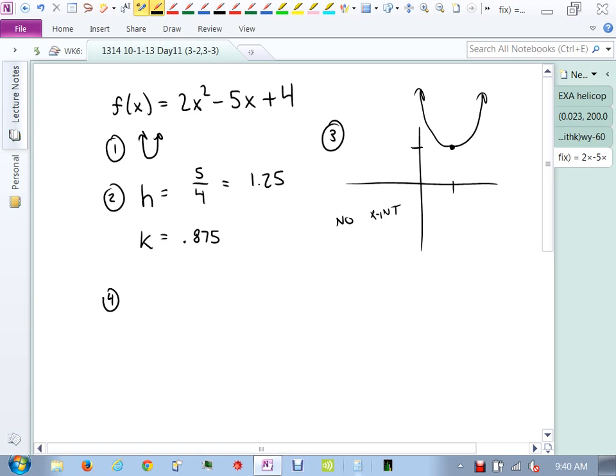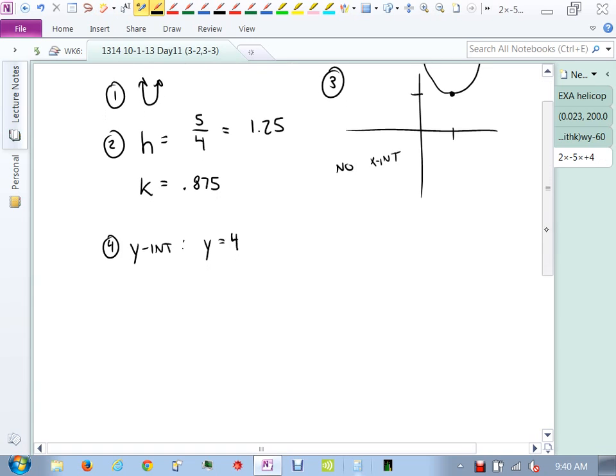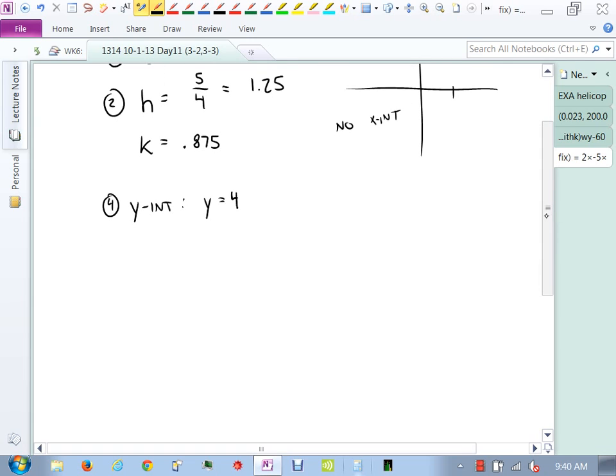So on step 4, my y-intercept, I just plug 0 into the function, I get y equals 4. Okay, so now let me go to a graph. Everyone okay with this? On my graph, here's what I know. Here's 1, here's 2. I have a y-intercept of 4, so I'll count 1, 2, 3, 4. Y-intercept was 4. The vertex was 1.25 and 0.875, right? Sorry, my brain isn't working yet. That should be my vertex.